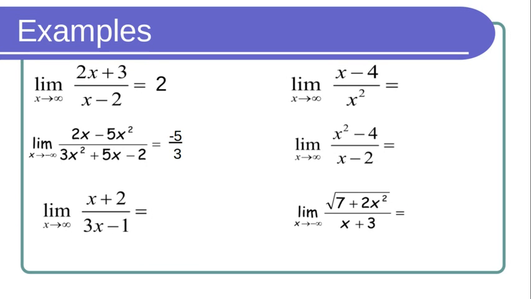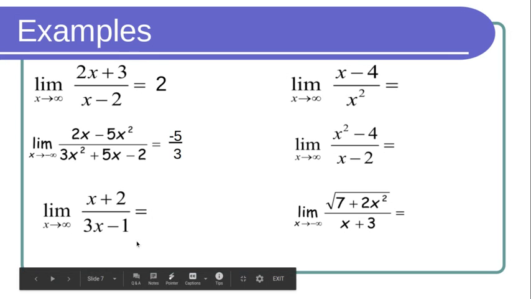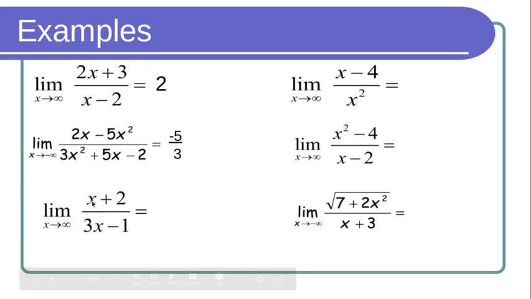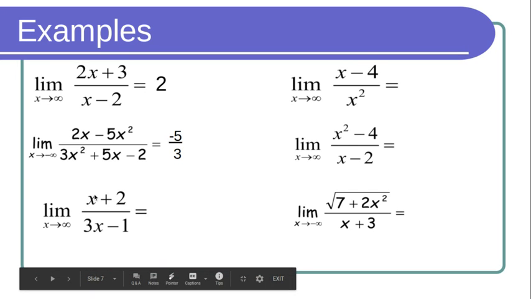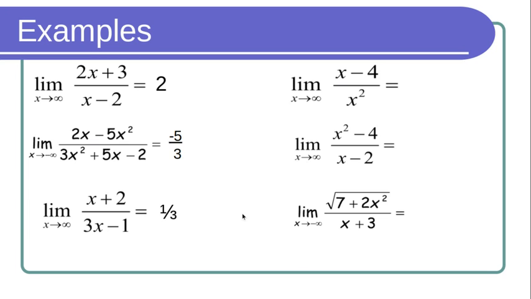and our answer would just be negative 5/3. For the next one down here, again, limit as x goes to infinity, polynomial over a polynomial, degree of the top and bottom are equal. So leading coefficient over leading coefficient, our limit's going to be 1/3.